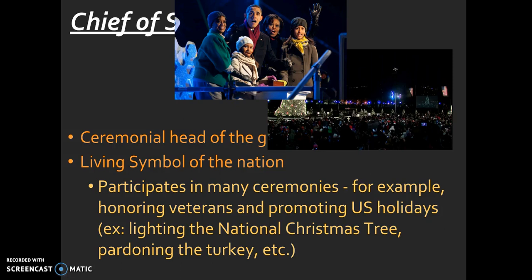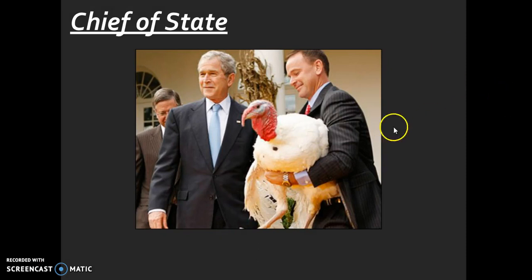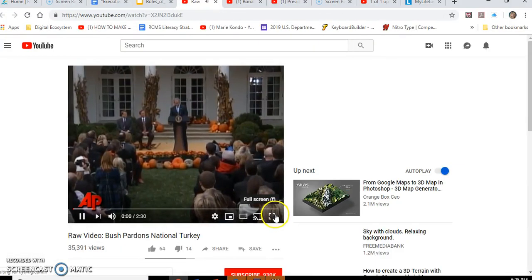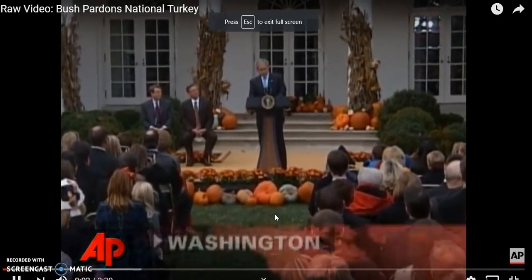So leading a parade, you know, the annual Easter egg roll. That's just because it's fun. It's the president maybe leading a parade, but you would just want the president to be there because he's president. And here is a fun tradition that the president does, pardoning the turkey.